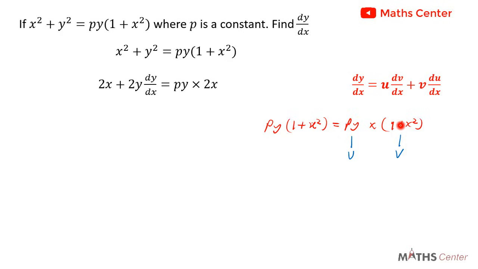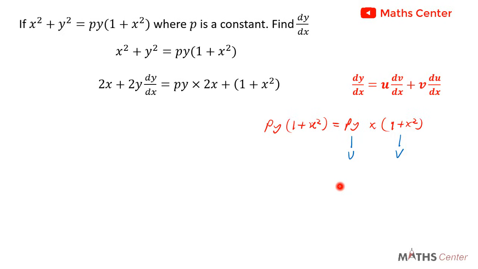We differentiate 1 plus x squared. When you differentiate 1 plus x squared, you get 2x, because when you differentiate 1, you get 0, and you differentiate x squared, you get 2x. So we now have py times 2x. Then plus, we will keep v. V is 1 plus x squared. So we keep 1 plus x squared. Then we will differentiate u. U is py. But remember that p is a constant.